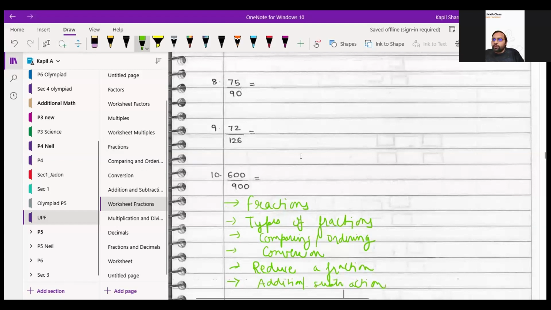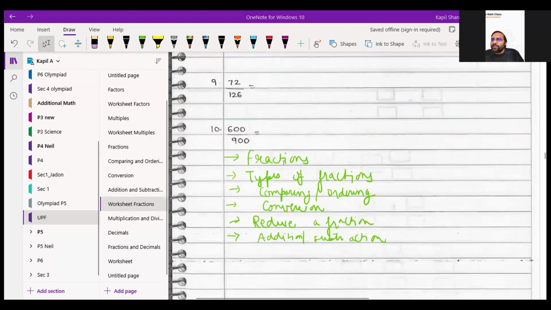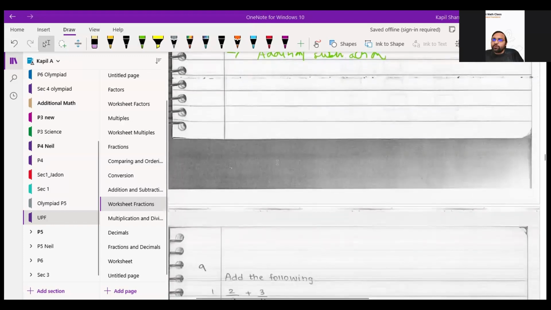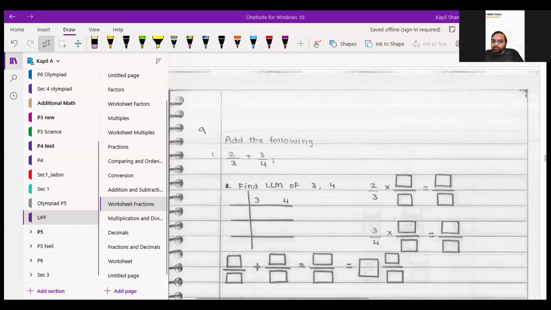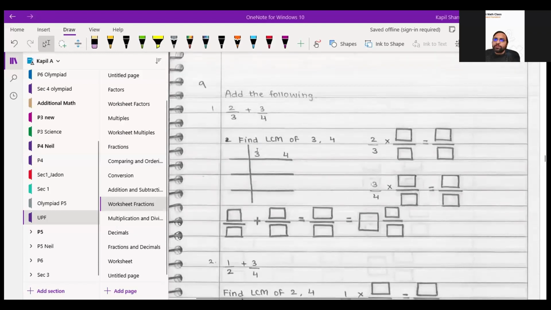Okay, so now let's continue. So we'll start with addition and subtraction. We briefly discussed this in the first session on fractions. So let's solve some problems and we'll also discuss how to add or subtract mixed numbers. So guys, let's start.